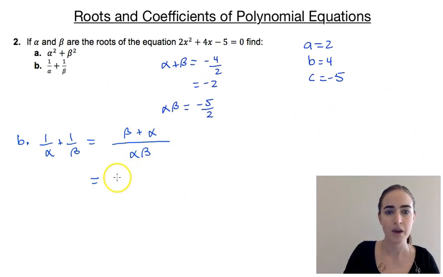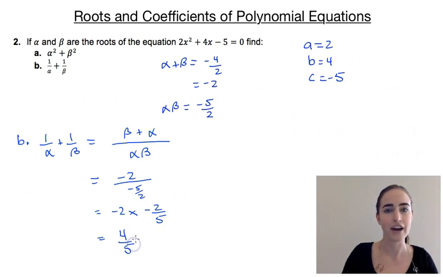So we're going to have minus 2 over minus 5 over 2, which is the same as minus 2 times minus 2 over 5. So we've multiplied by the reciprocal instead, which will give us 4 over 5.